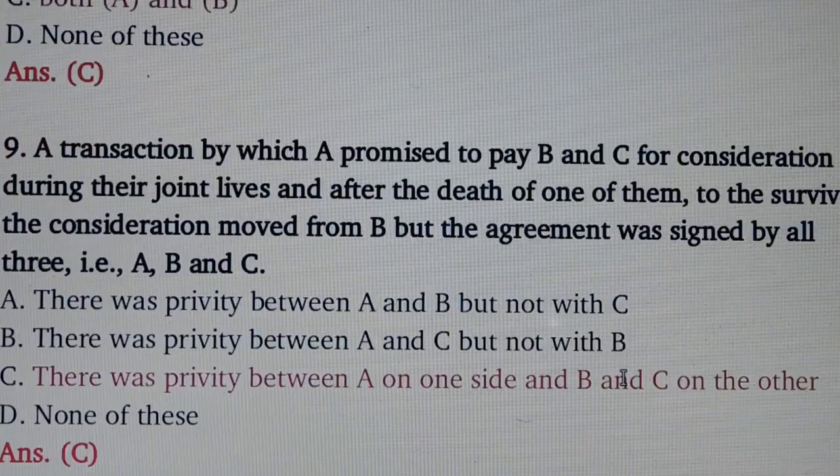Question number 9. A transaction by which A promised to pay B and C for consideration during their joint lives and after the death of one of them to the survivor, the consideration moved from B, but the agreement was signed by all three, that is A, B and C. Answer is option number C. There was privity between A on one side and B and C on the other.